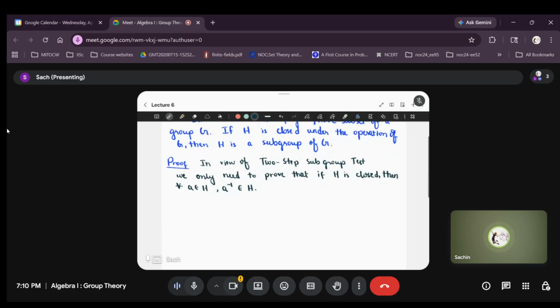Now we can split it into two parts. If a is the identity element, then its inverse is the identity element. a inverse is equal to e is equal to a. This is in H. So we don't need to show that the inverse of the identity is in the set H. That is always true. Then we can assume, suppose a is not equal to e.